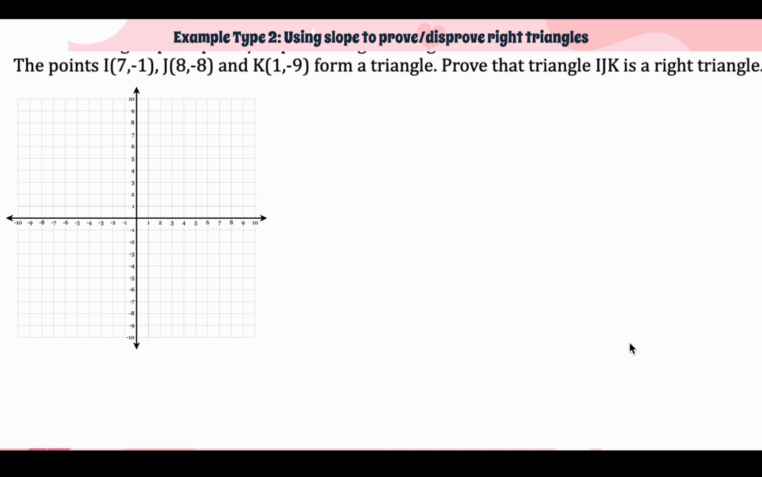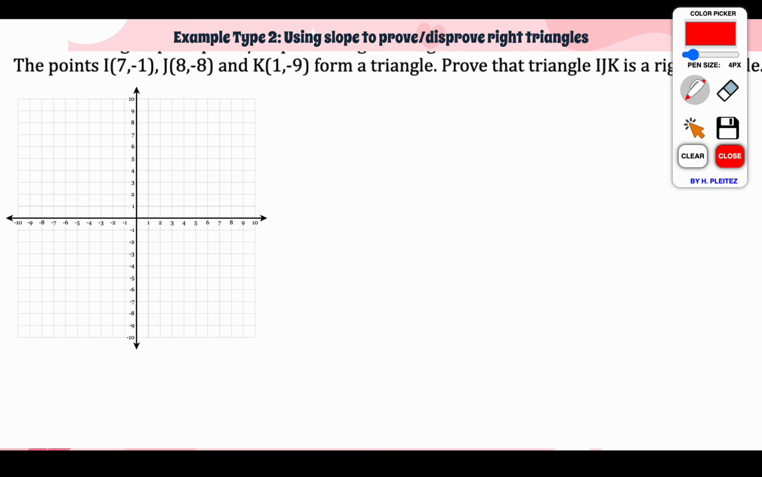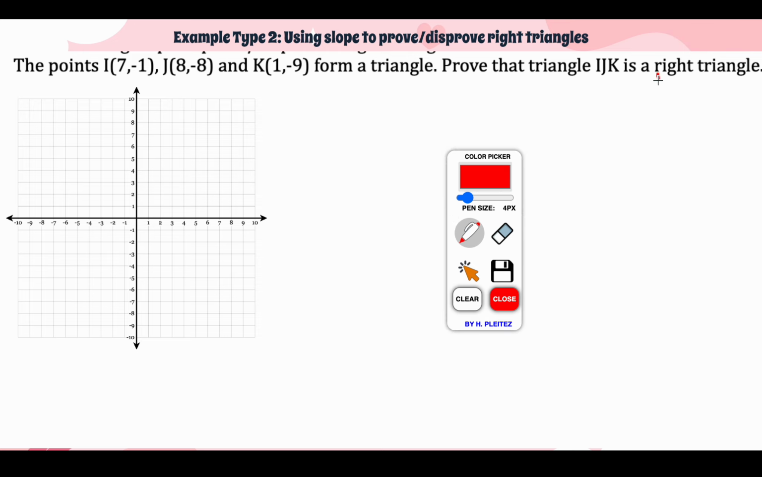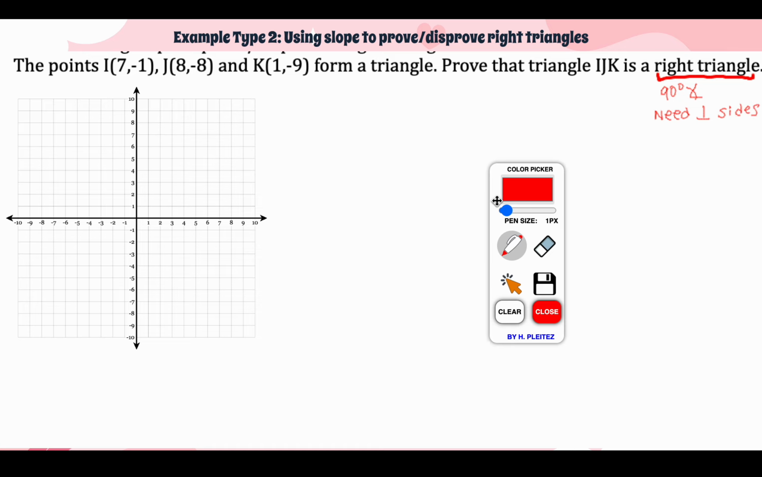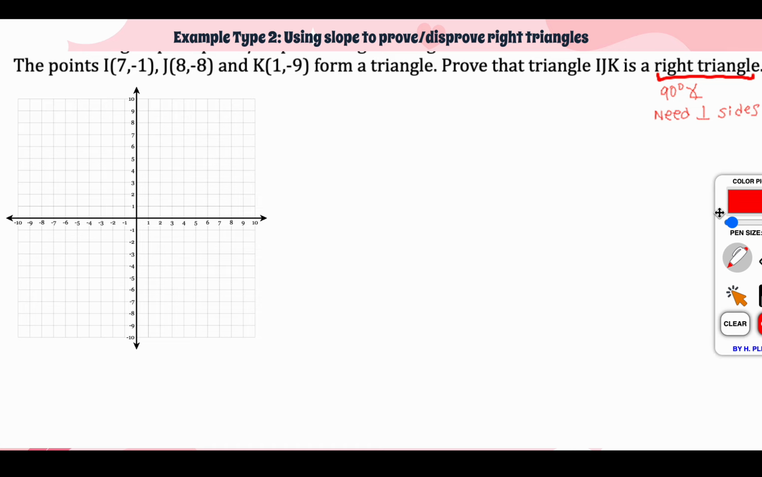All right, now the second type of example is proving a right triangle. And remember, to prove a right triangle, that means that we need a 90-degree angle, which means we need perpendicular sides. And remember, if we need sides to be perpendicular, that's when we are using our slope formula.